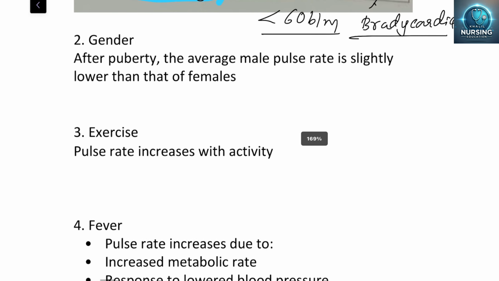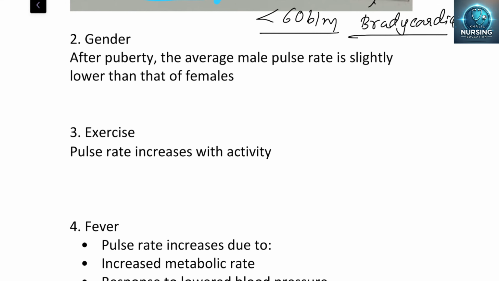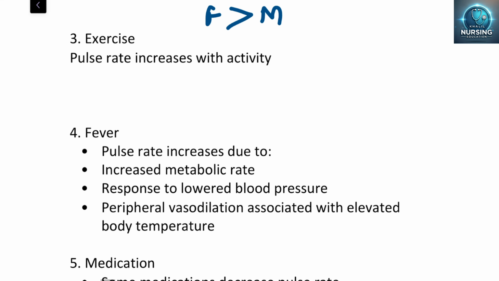Good. Next, gender. In a gender, after puberty, average male pulse rate is slightly lower. That means females will have more pulse rate than males after puberty. Not before puberty. Okay, next, exercise. It will also increase with activity.